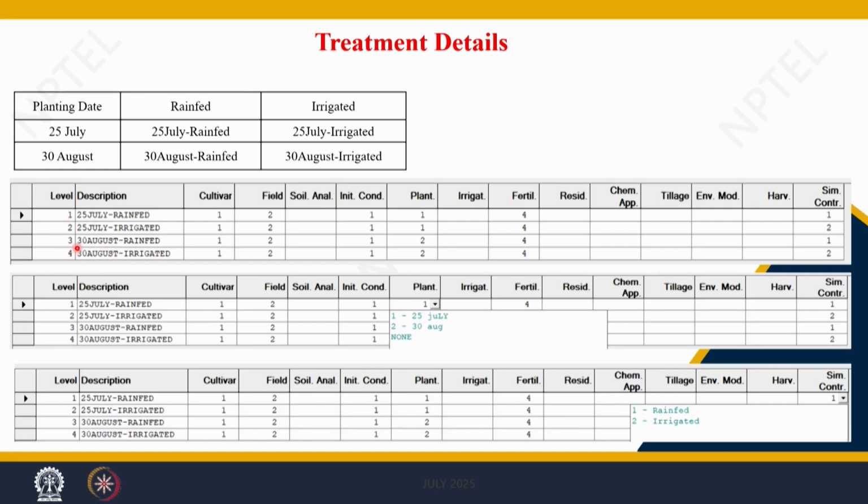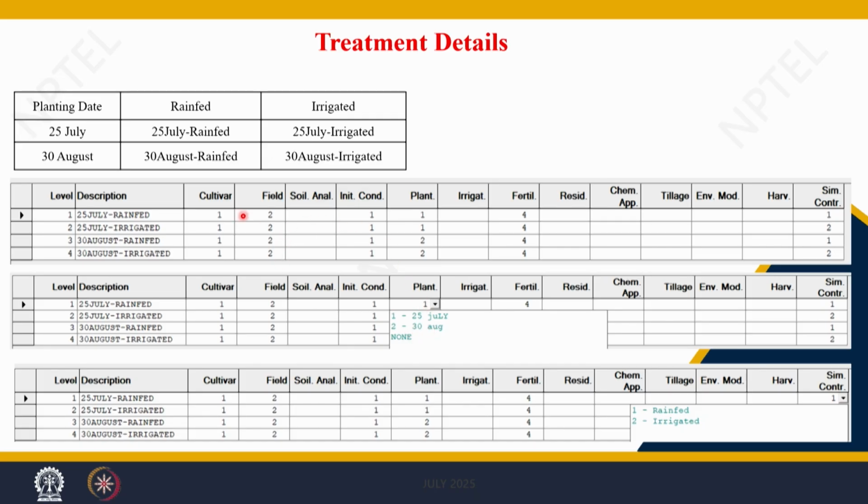You can open this treatment window, where you can make your labels 1, 2, 3, 4. You will have 4 treatments; give descriptions: 25 July rain-fed conditions, 25 July irrigated conditions. Similarly, 30 August rain-fed conditions, 30 August irrigated conditions. So, these 4 descriptions have to be given, wherever you will be making changes. I will show you one change you will make here, the planting time. The planting time, one is 25 July and two is 30 August.